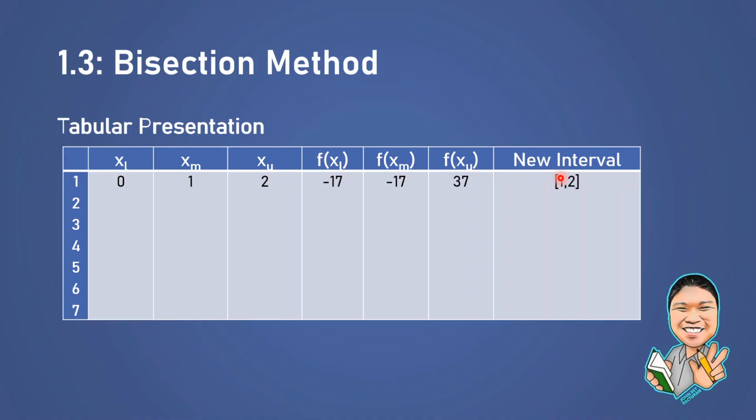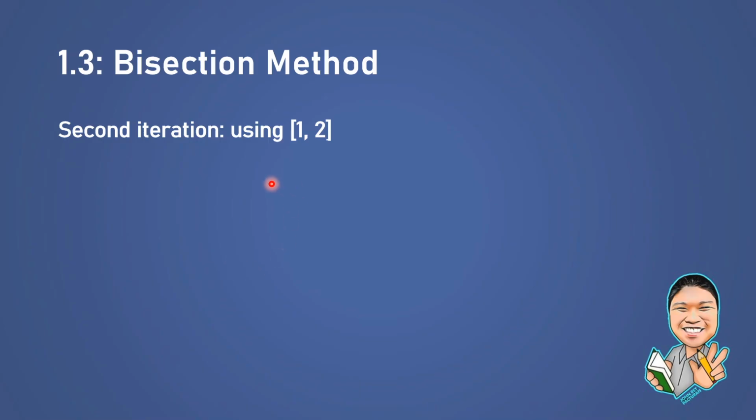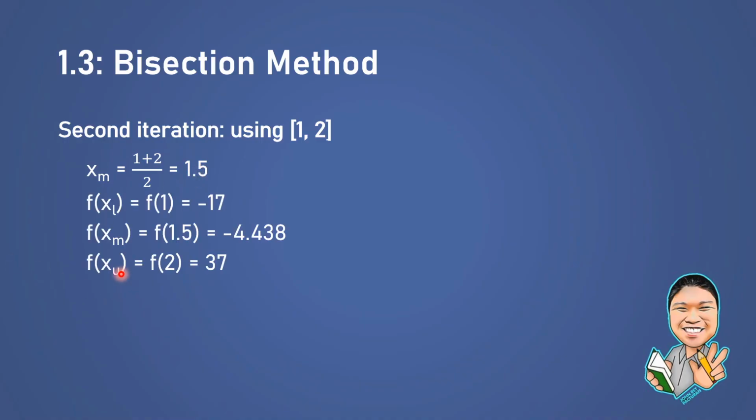Perform the same process for the next iteration. This time, for the second iteration, our new interval, class, is 1 and 2. Whatever result we got in the first iteration is what we use for the second iteration. I hope that is clear. Same process: find x sub M again, which is between 1 and 2. So, 1 plus 2 over 2 equals 1.5. I will not evaluate much here anymore. Just find it yourselves.